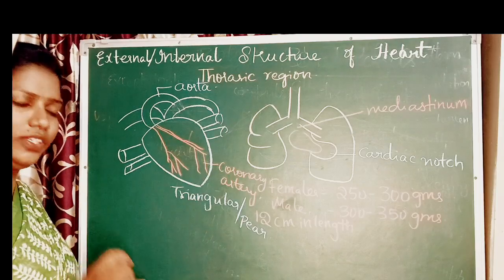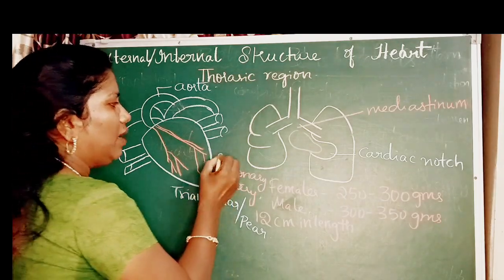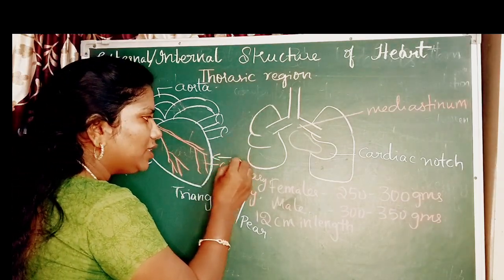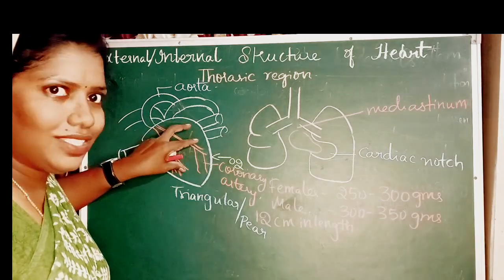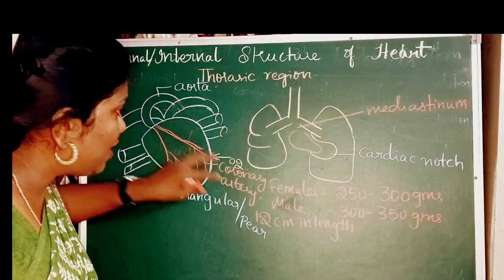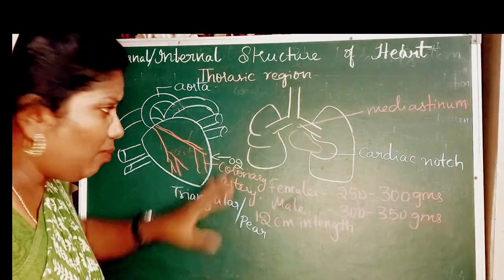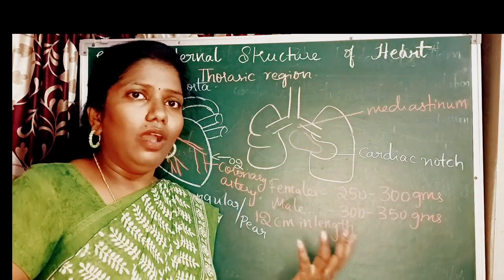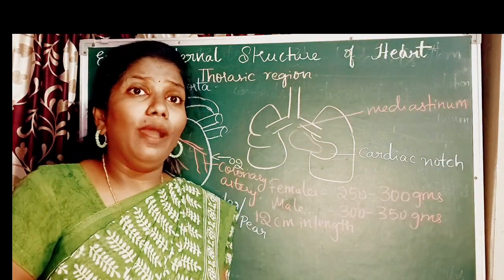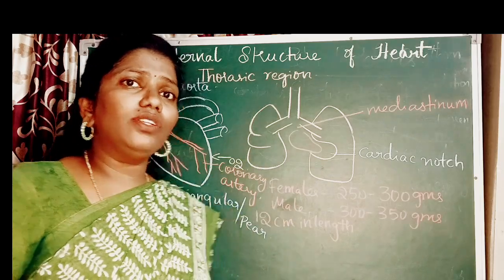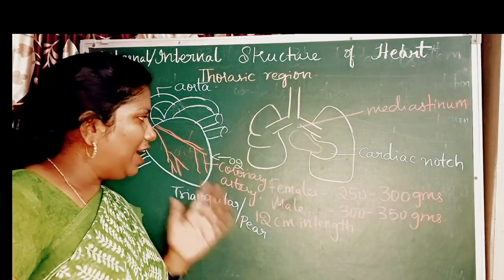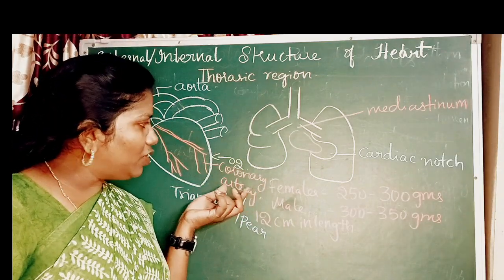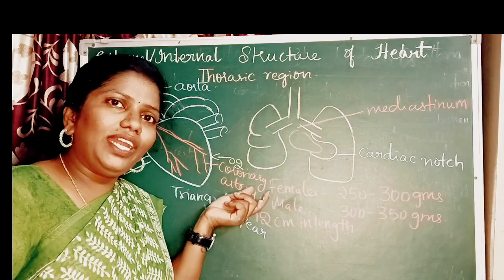A coronary artery supplies oxygen-rich blood to the walls of the heart. So the heart also requires oxygen-rich blood. So who is going to supply it? Arteries will send oxygenated blood to all the body parts, but for the working of the heart also, it requires some oxygen. Yes or no? So, who is going to supply? Coronary arteries.